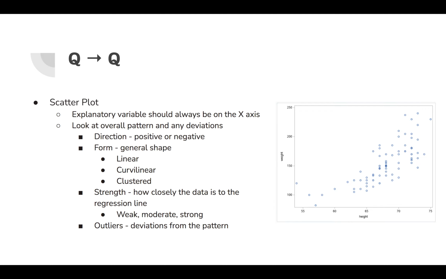Lastly, we will look at what to do when both variables are quantitative. The best way to examine this relationship is to use a scatter plot, which can plot both numerical data on a graph, as seen in this example. To analyze this type of graph, we look at direction, form, strength, and outliers.